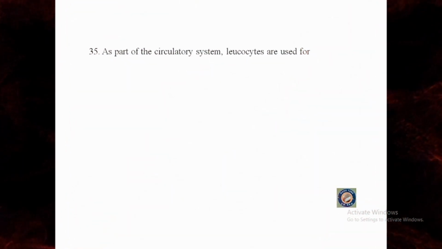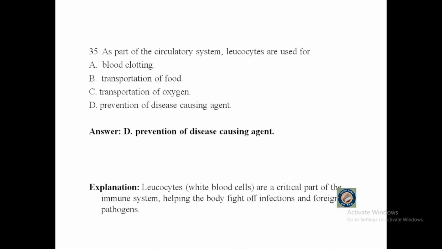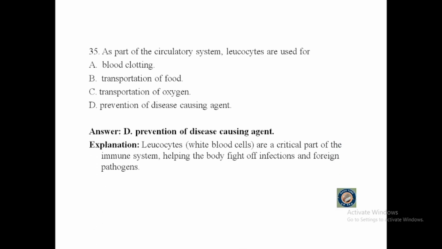Question number 35. As part of the circulatory system, leukocytes are used for A. blood clotting, B. transportation of food, C. transportation of oxygen, or D. prevention of disease-causing agent. As part of the circulatory system, leukocytes are used for prevention of disease-causing agent. Leukocytes, which are white blood cells, are a critical part of the immune system, helping the body fight off infections and foreign pathogens.